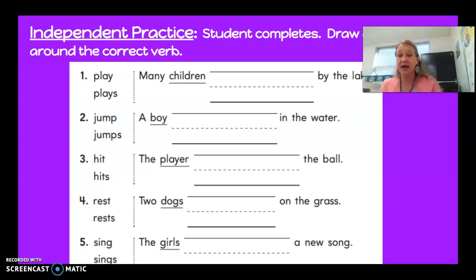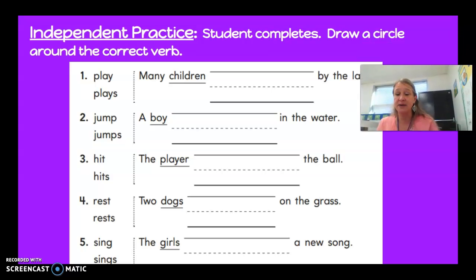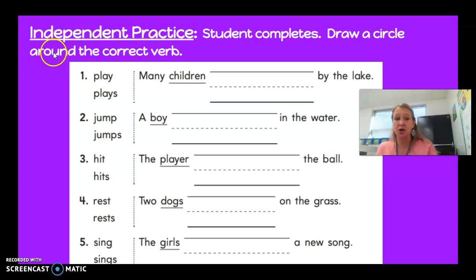So when you're finished with that, then on the next page, you're going to draw a circle around the correct verb. You don't have to write it in the line. You just come over here and circle the one that goes in the blank. Many children blank by the lake. Remember, children, is that one or more than one? More than one. So you're going to have to choose the verb that does not have S. Many children play. Remember, we only add S to the singular subjects. Okay?